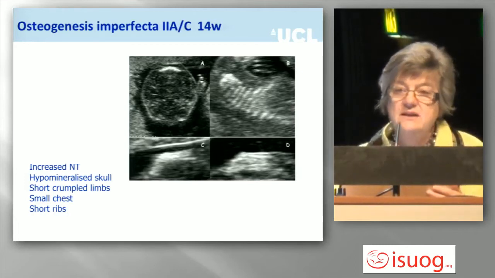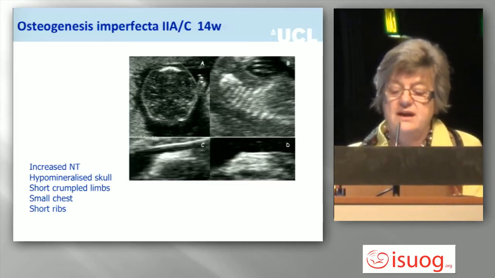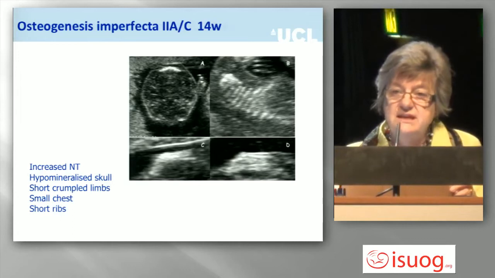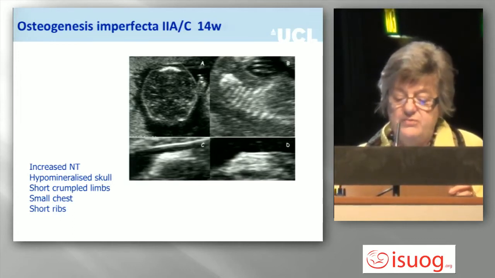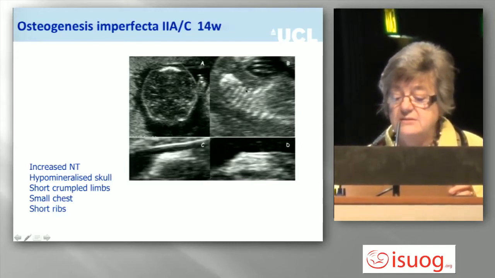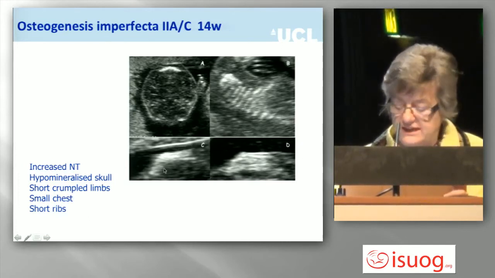Osteogenesis imperfecta, again, there are a number, as I will show you in a minute, of types of OI, but the severely lethal sorts, 2A and 2C, are readily detectable in the first trimester, both because of a completely sonolucent skull. You can see beading of the ribs even at this early gestation, and the limbs are short and crumpled.